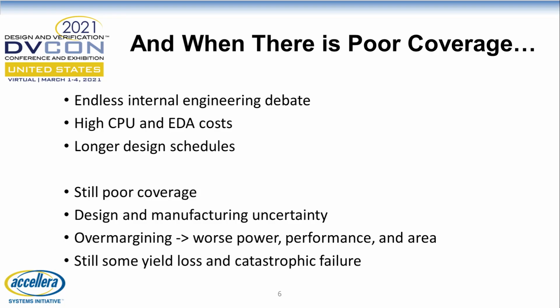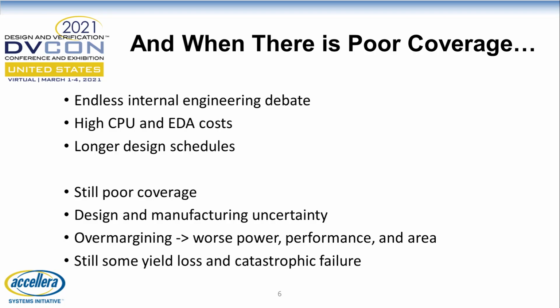And when there's poor coverage, there's endless internal engineering debate about whether we have actually simulated enough, whether we simulated the right things, whether we have dealt with uncertainty correctly, whether we even understand the uncertainties, all kind of debates which can lead to a lot more iterations and a lot more time to market. We see also really high CPU and EDA license cost because now we are using tens of thousands of simulators in parallel to solve problems, and this really does linearly increase the cost of verification. And then last, we are seeing longer design schedule and delayed time to market.